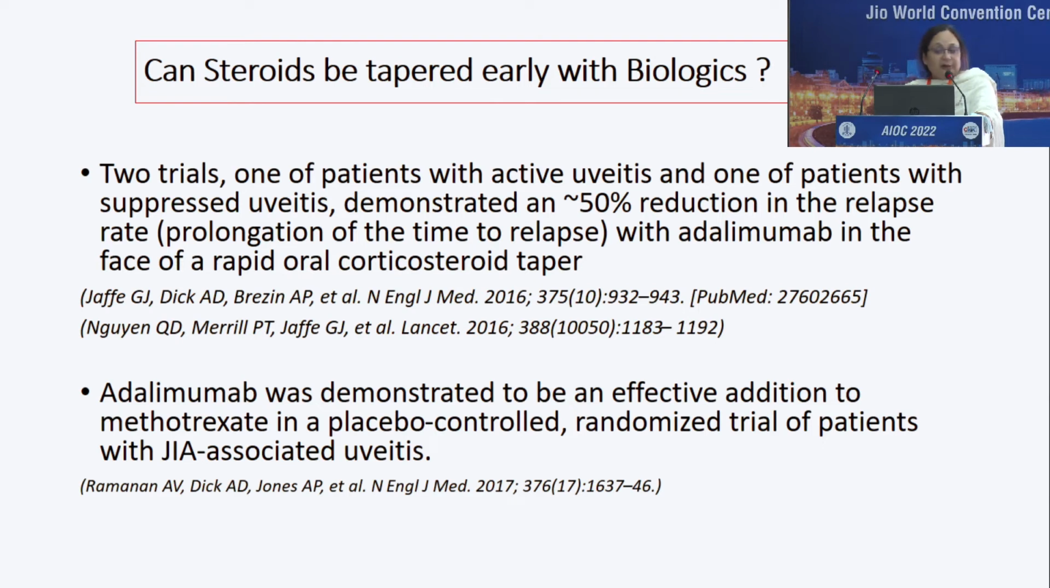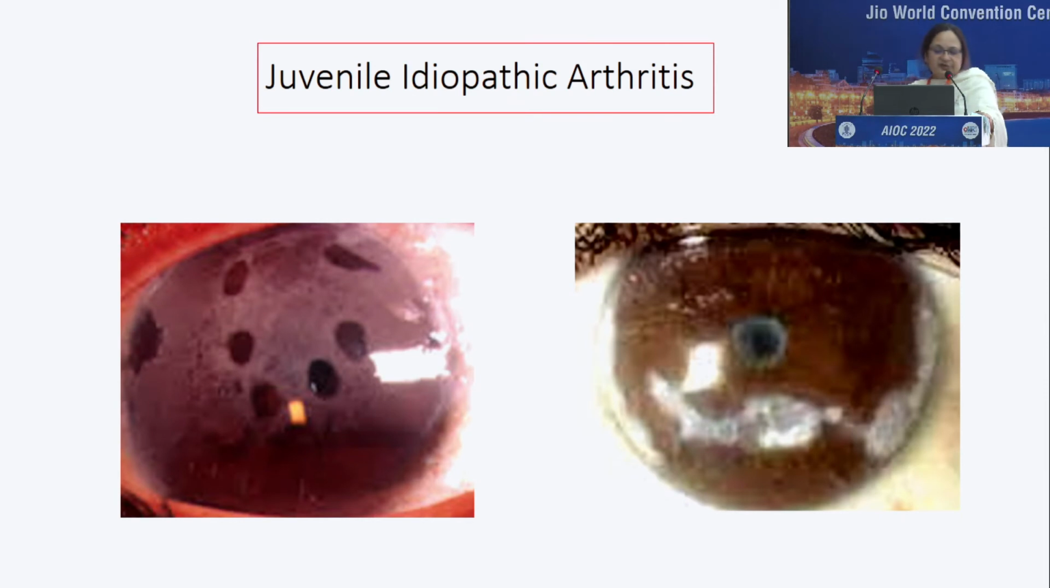Can steroids be tapered early with biologics? That's the question which many people have asked, and we have two trials. One of patients with active uveitis and one with suppressed uveitis. Both showed more than 50% reduction in the relapse rate with adalimumab in the face of rapid oral corticosteroid taper. So if you are scared of giving steroids in JIA, you are giving biologics in that scenario. By the time biologics are taking over, you can reduce steroids. So this is the kind of thing.